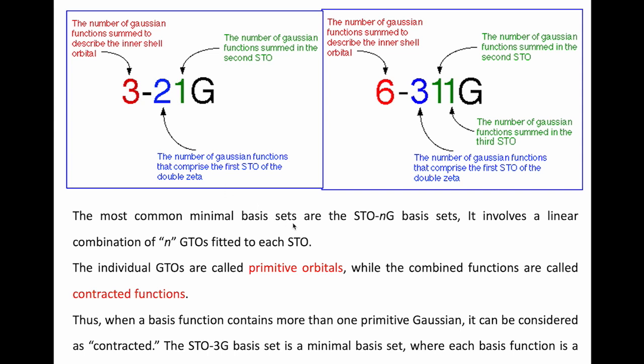The most common minimum basis set is the STO-NG basis set. It involves a linear combination of n GTOs fitted to each STO. The individual GTOs are called primitive orbitals, while the combined functions are called contracted functions.